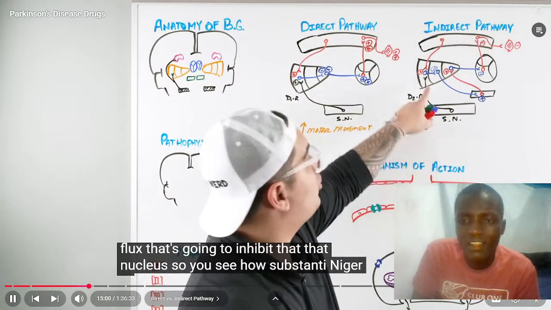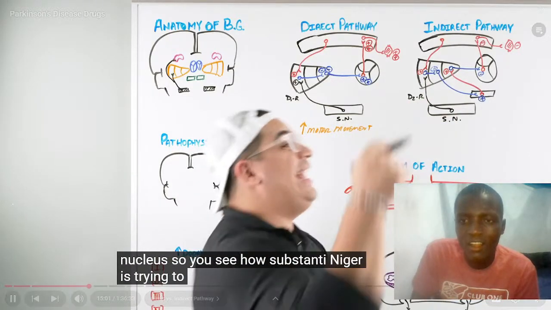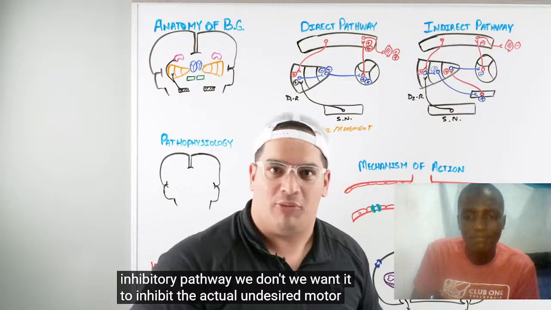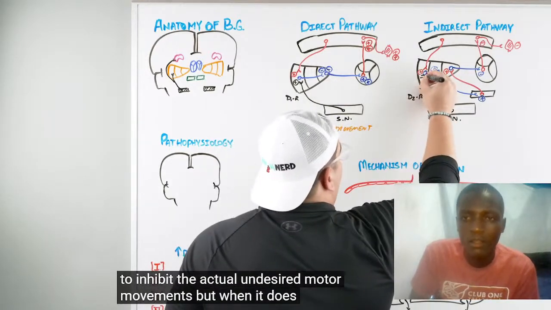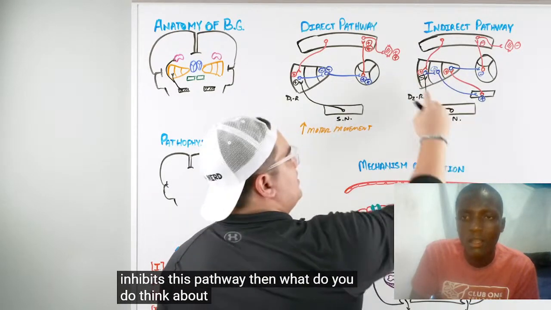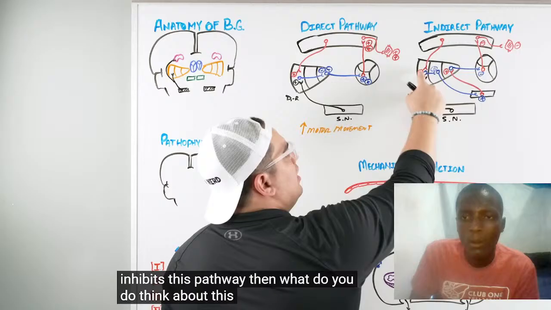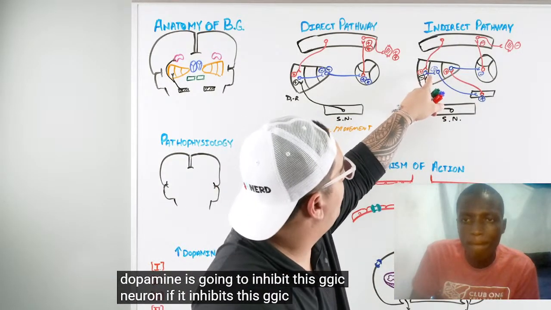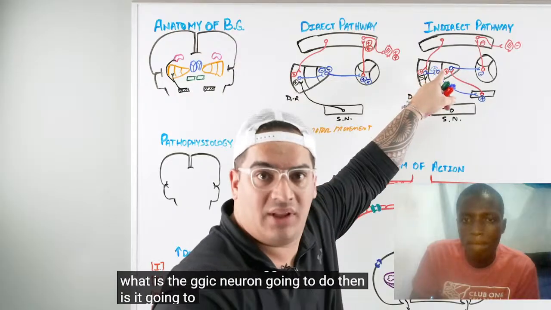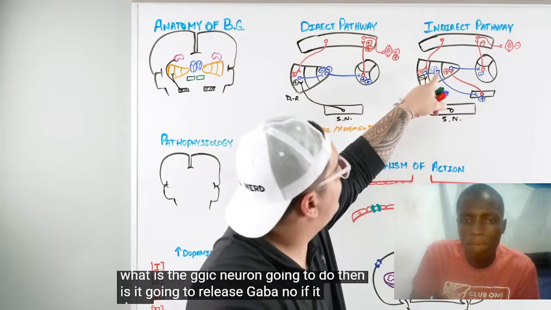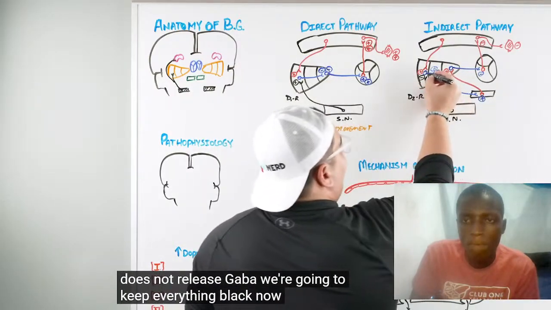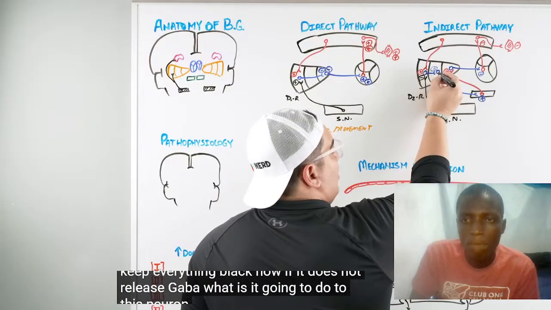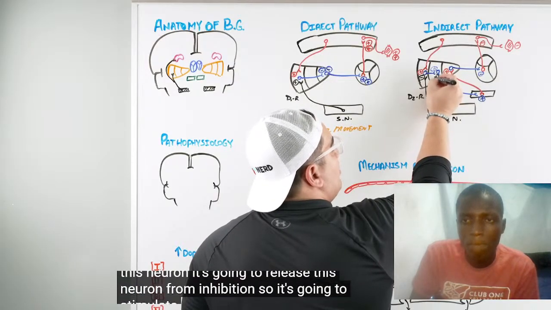So you see how substantia nigra is trying to inhibit the actual inhibitory pathway. We want to inhibit the actual undesired motor movements. But when it does that and inhibits this pathway, then what do? Think about this. Keep glutamate the same, but have lots of dopamine, okay? Dopamine is going to inhibit this GABAergic neuron. If it inhibits this GABAergic neuron, what is the GABAergic neuron going to do then? Is it going to release GABA? No. If it does not release GABA, we're going to keep everything black now. If it does not release GABA, what is it going to do to this neuron? It's going to release this neuron from inhibition. So it's going to stimulate it.